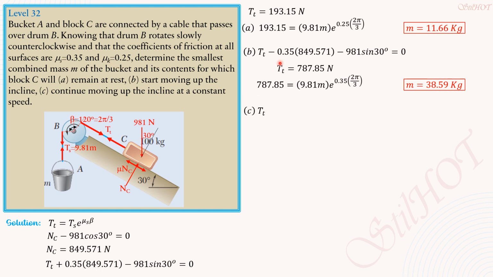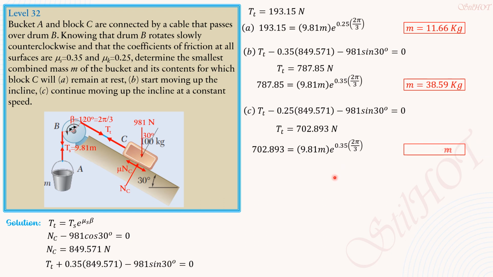So T sub T minus 0.25 of 849.571 minus 981 sine 30 degrees equals 0. So T sub T equals 702.893 newtons. Then for this relationship, same, it is 0.35 and beta is 2/3 pi. So 702.893 equals 9.81 m e to the 0.35 times 2/3 pi. So m is equal to 34.42 kilograms.